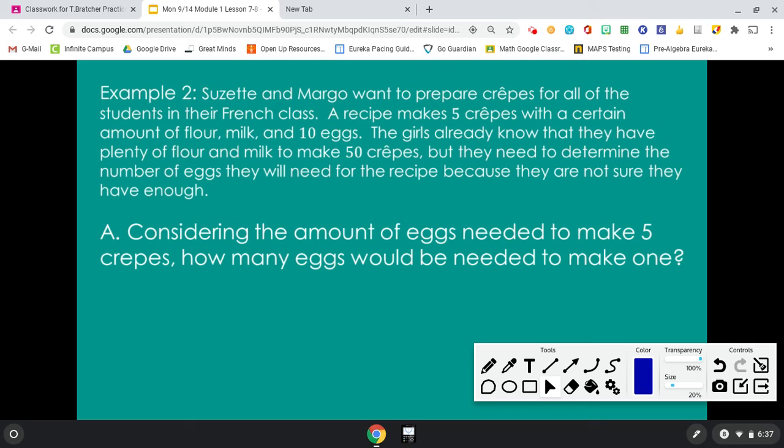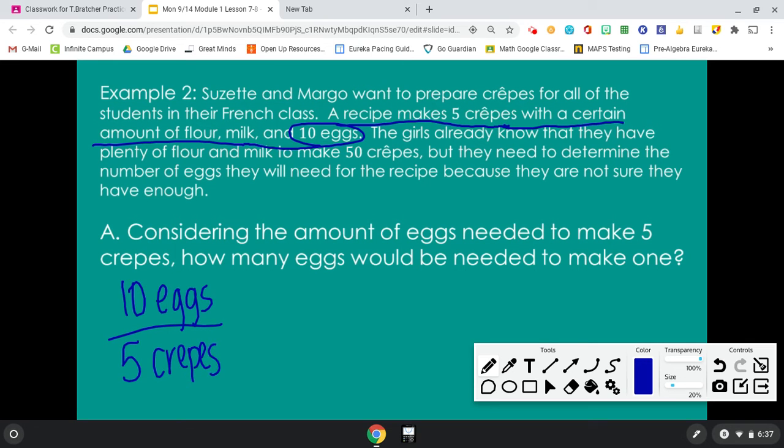So if we go up here to the top, we have to first remember it says considering the amount of eggs needed to make 5 crepes. So it says a recipe makes 5 crepes with a certain amount of flour, milk, and 10 eggs. So we know that there are 10 eggs for every 5 crepes. But it wants to know how many eggs would be needed to make 1.